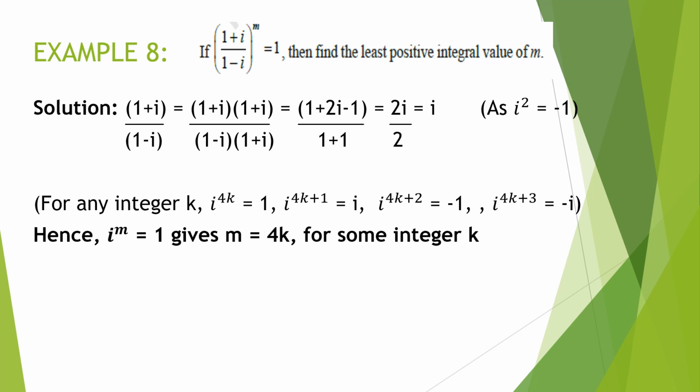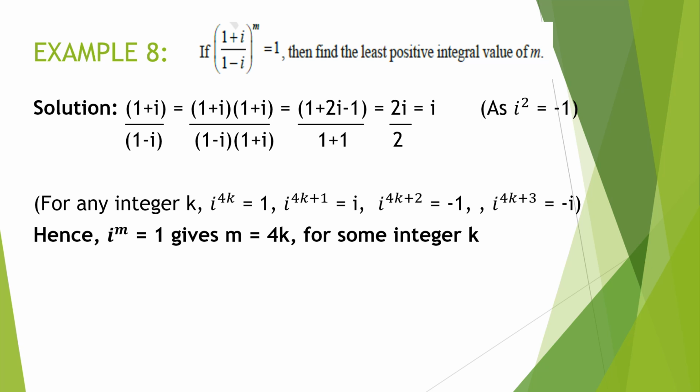So now what we have is i raised to m is equal to 1. You want the least positive integer value. So when will i raised to anything be 1? When you have i raised to 4k type, then it will be equal to 1. So for i raised to m equal to 1, the value of m should be equal to 4k for some integer k.